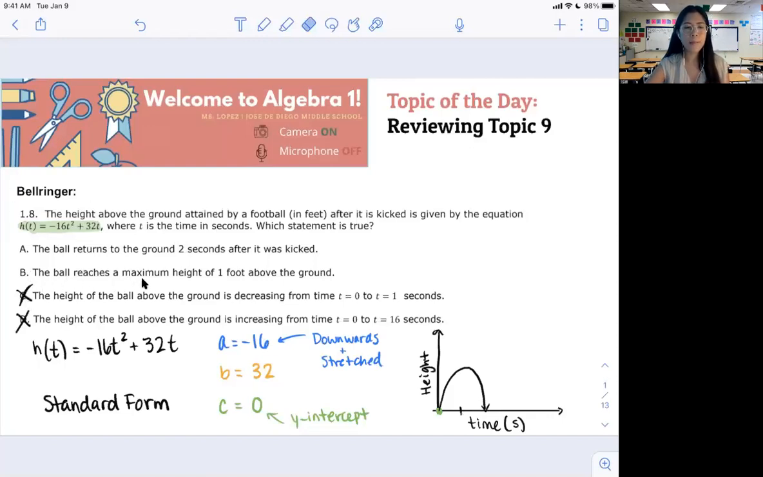Now let's look at answer choice B. The ball reaches a maximum height of 1 foot. Do I know the maximum height? I do not. Can I find the maximum height? Yes, how? Using the vertex formula. So let's go ahead and do that.